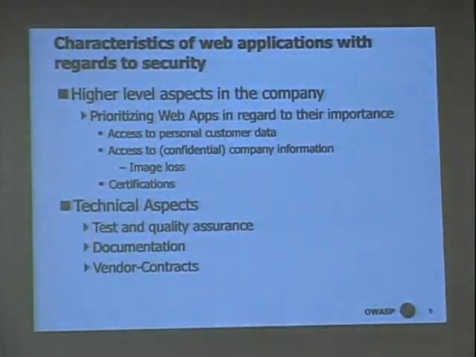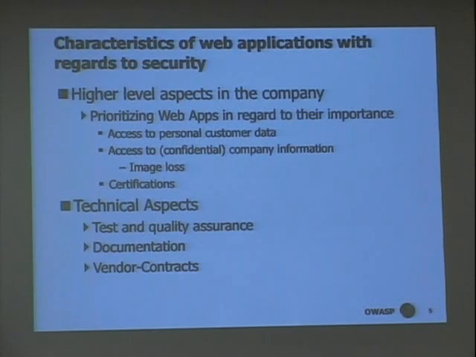And then, okay, characteristics of application with regards to security. We divided that into two subtopics. One is the higher level aspects in the company, and they are basically prioritizing web applications in regard to their importance. That has nothing to do with technical stuff at all. You just look at your applications. So we have customers who say, well, we have 1,000 web applications running all over the company. It's a big corporate. So where should we start actually?